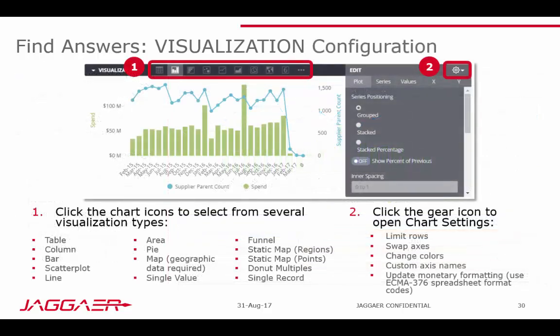So with the visualization configuration, you can use the icons at the top to choose from several different visualization types, from a table, a scatter plot, a pie, and then use the gear icon on the right to open the chart settings. This is where you can limit rows, swap axes, change colors, create custom axis names. You can even update the monetary formatting. Instead of showing millions, you might need to show billions, depending on the type of data or the volume of data that you're looking at. And this uses ECMA 376 spreadsheet format codes.